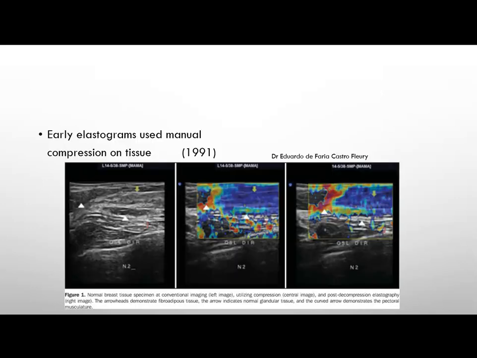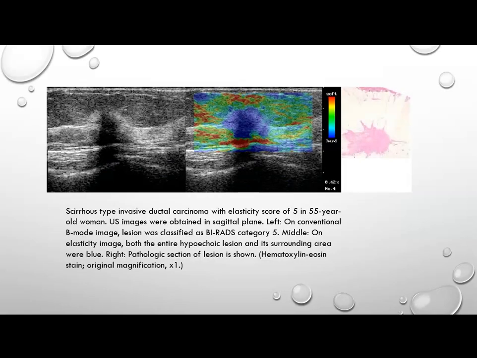Now let's take a look at an actual elastogram. In this case, this is an elastogram utilizing manual compression, where the probe itself is pushing down on the tissues, and we see the areas that are in blue are deforming more than the areas in red. And that tells us some more information about the characteristics of the different tissues. So the red tissue is harder than the blue tissue. Alright, so now let's look at a more modern example of that.